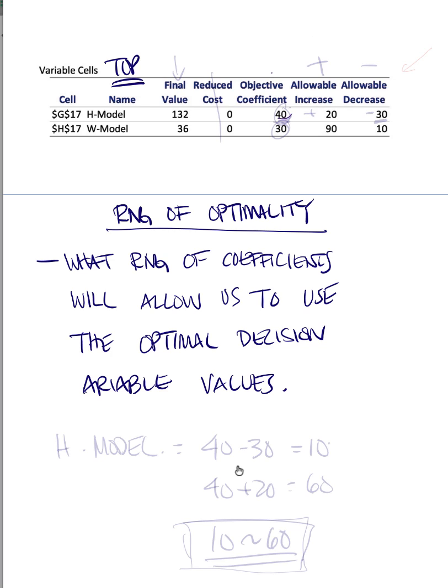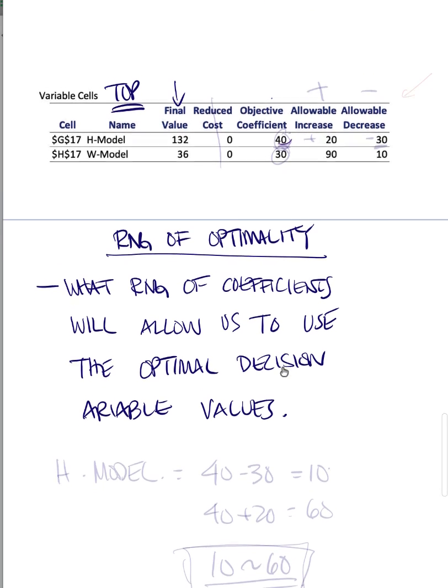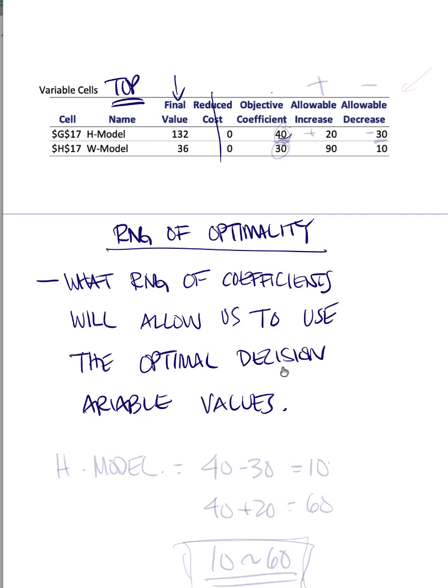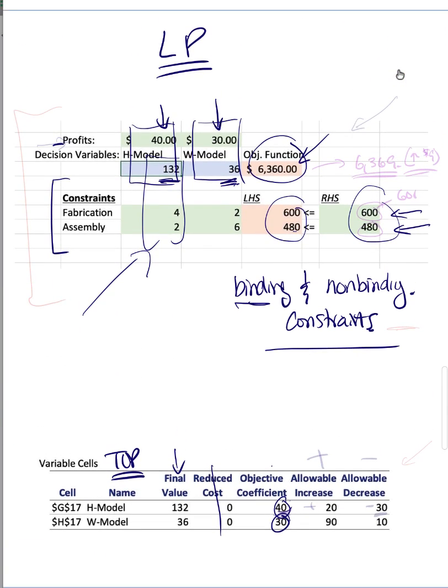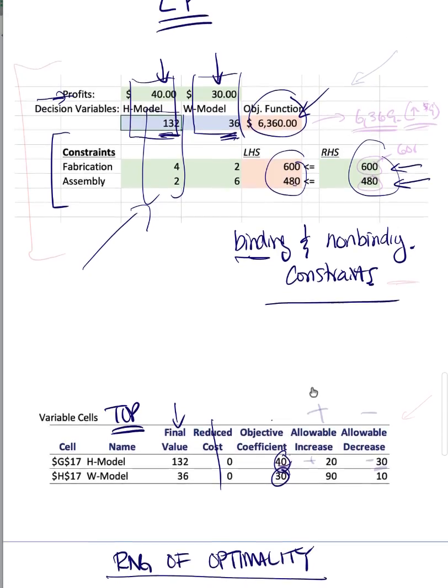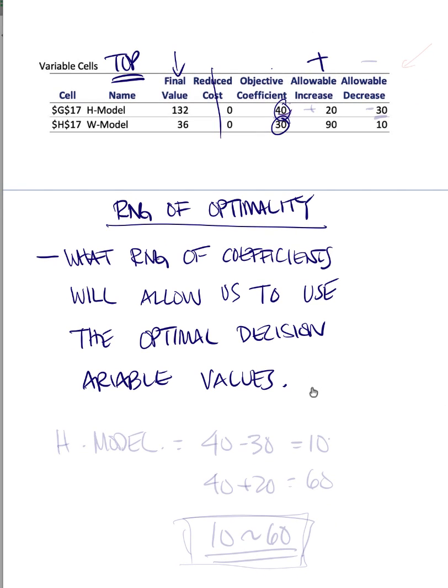Okay, and so how does this work? Well, if you just look at the report itself and use some common sense, we see, okay, these are the final values that we arrived at. Don't worry about the reduced cost. These are the objective coefficients. See here 40 and 30, and if you look at the data, you're like, okay, 40 and 30, I get where that comes from. And then here we see that we're able to increase the value by 20, and we're able to decrease by 30.